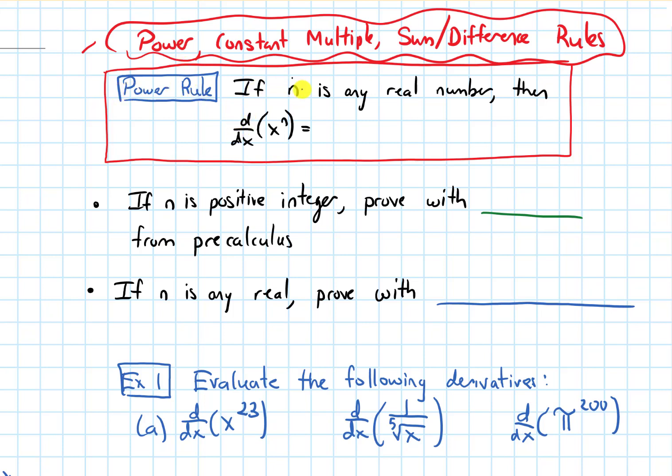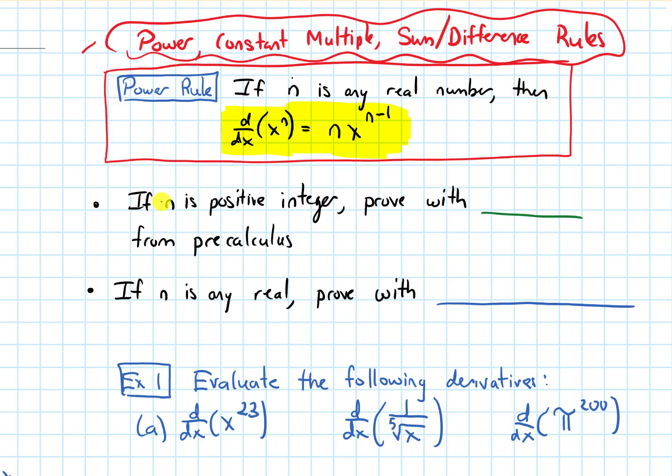This says that if n is any real number, then the derivative of x to the n, remember d/dx means take the derivative of, and x is my variable, is n times x to the n minus 1. So the way I remember that is the power, the n, comes down in front, and then I subtract 1 from the exponent. So I have the n in front, and my new exponent is n minus 1. So I'm going to highlight this. This is a really important derivative formula.